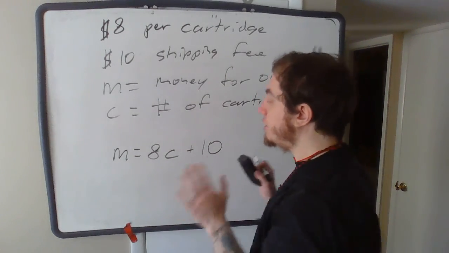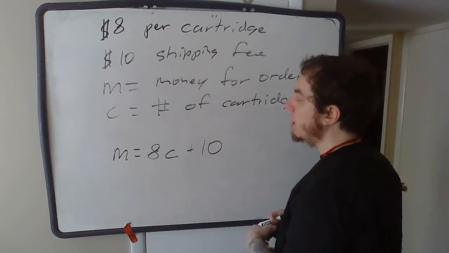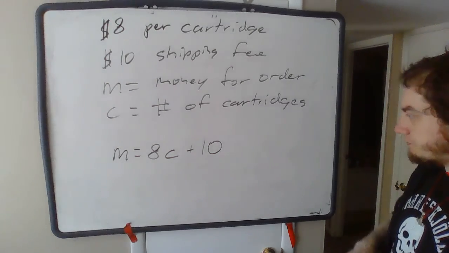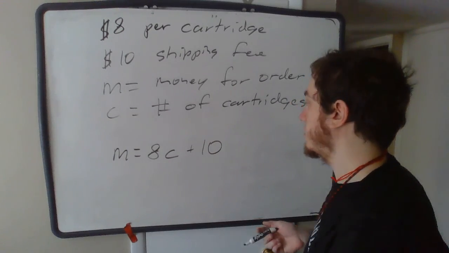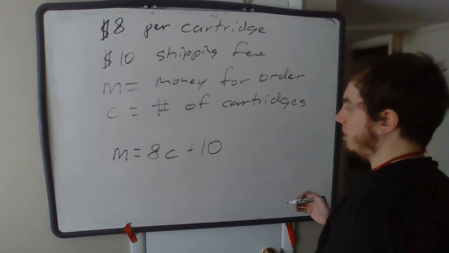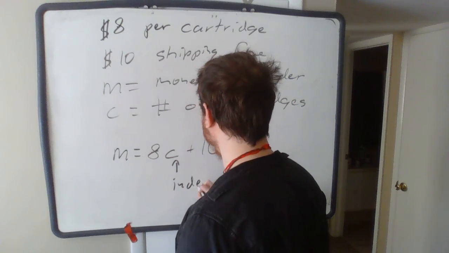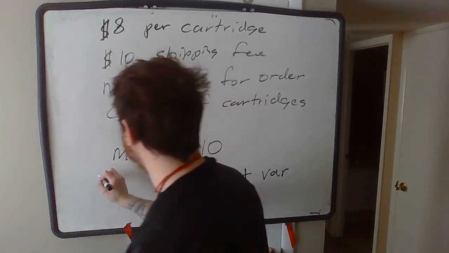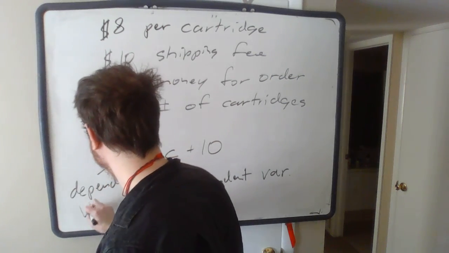Now, in general, whenever you have an equation like this, or like the one that we saw a minute ago, that has multiple variables in it, in particular, this one has 2 variables, we usually like to think about one of these variables as what is called the independent variable, and one of them as the dependent variable. In this case, the number of cartridges would be called the independent variable, and the amount of money would be called the dependent variable.